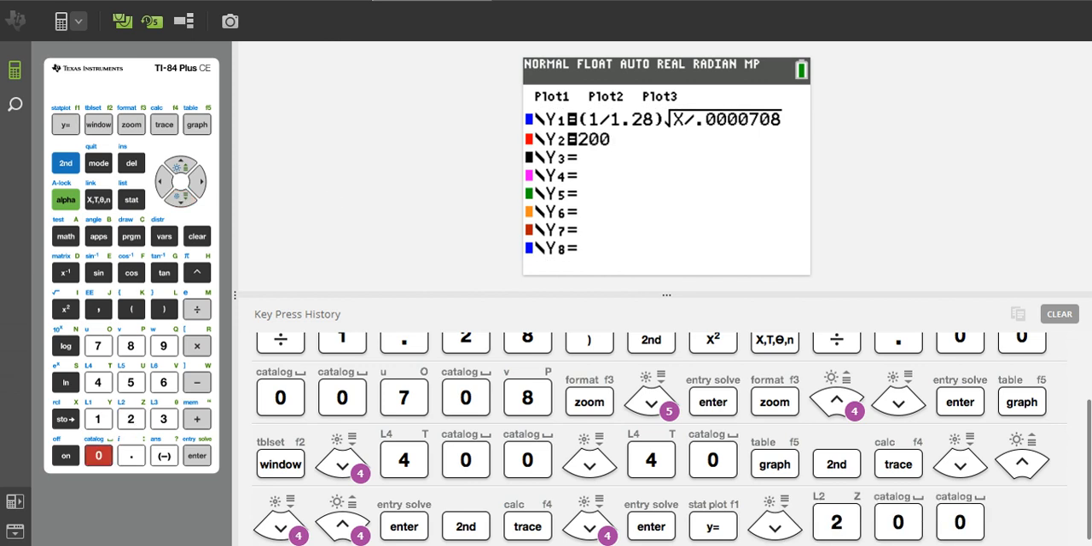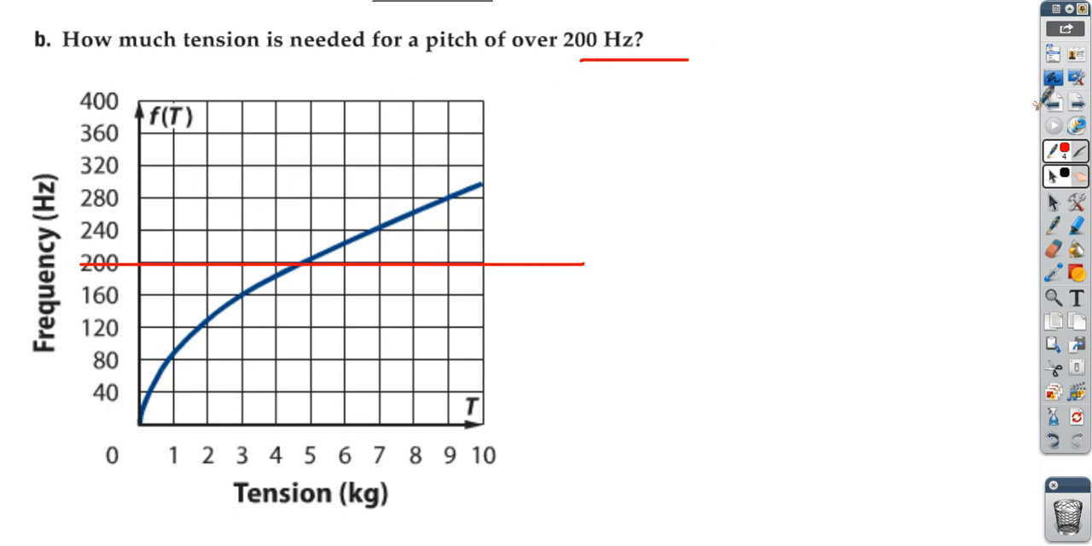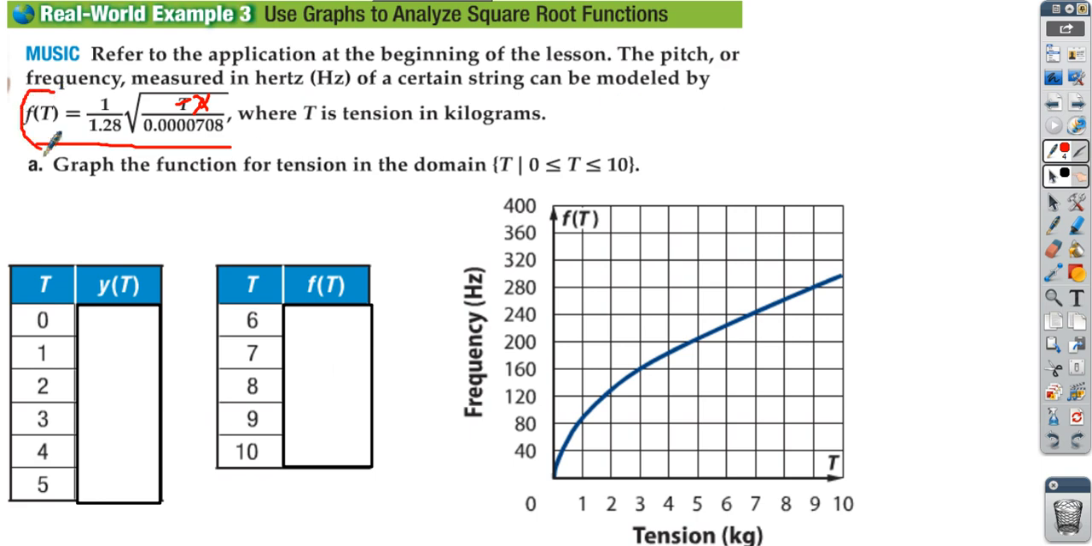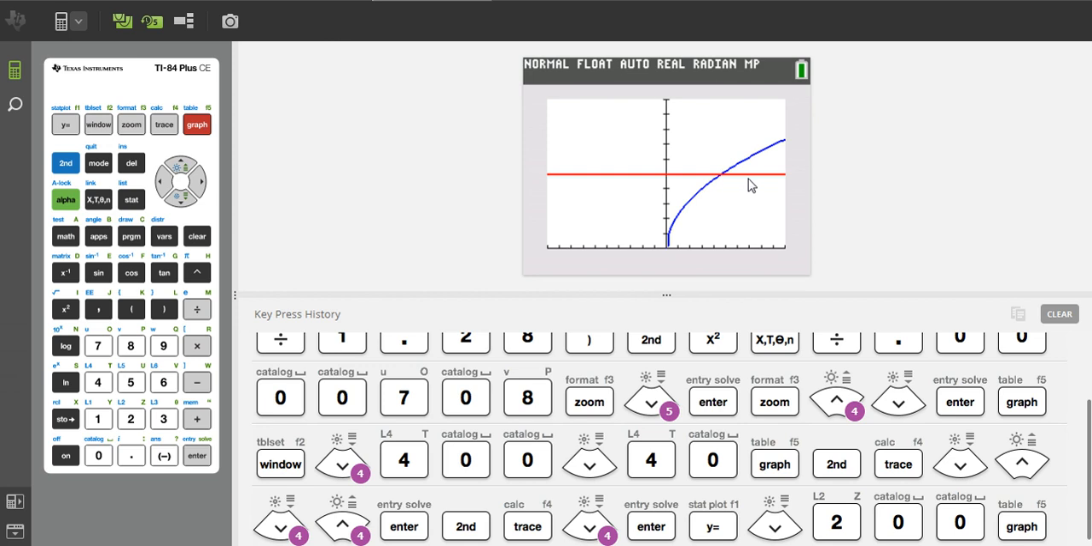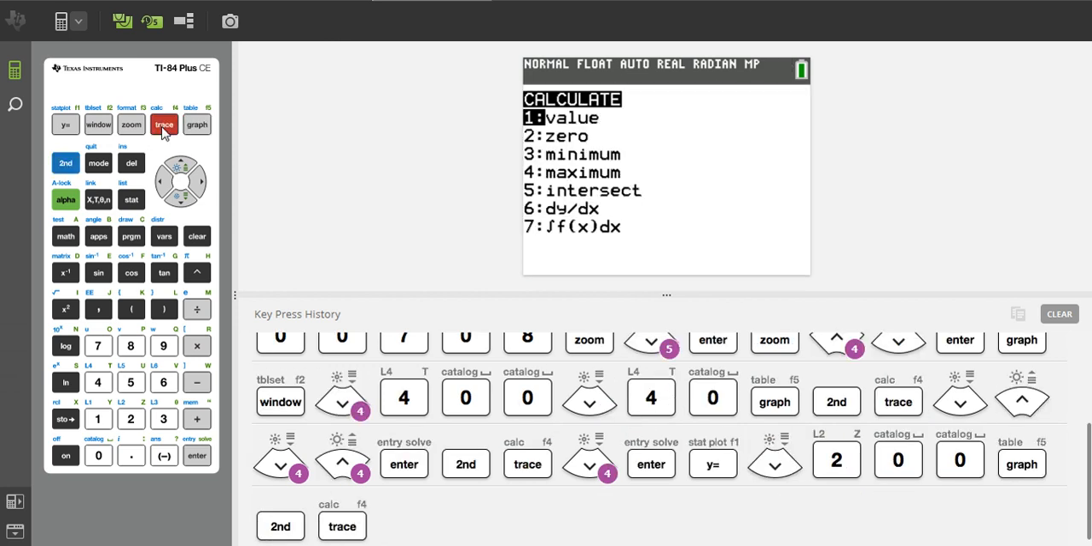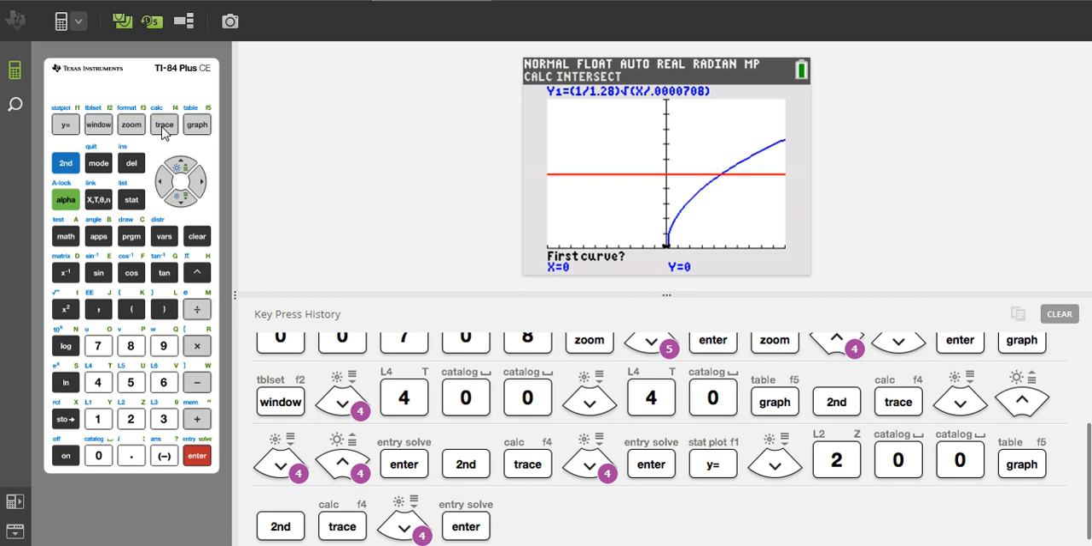And why is that? Because they're asking us for a pitch of over 200 hertz, but remember in this equation, this value, which is y, that is hertz, that's Hz. So y equals 200. So all I did there was I graphed a line y equals 200, and then you can see there's two curves there. We want to know when they intersect. So we go to second calc intersect.